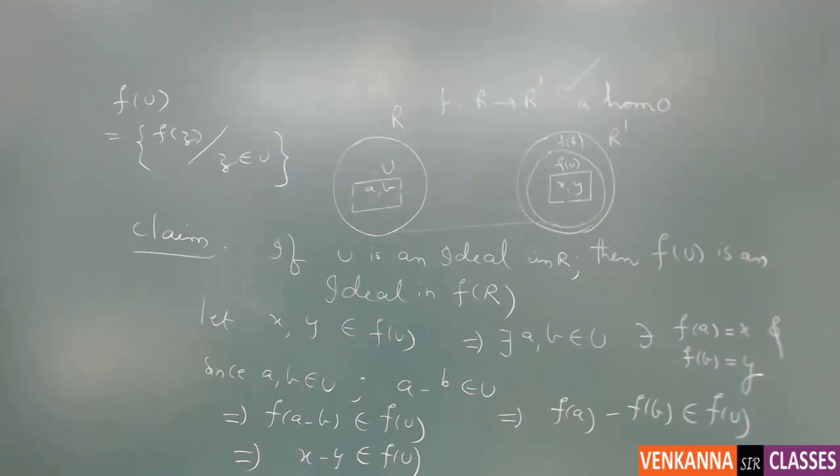So if you take any two values in f of U, the corresponding pre-image values must exist in U. Since U is an ideal, the difference between them must belong to U. So A minus B belongs to U. And what is the formal definition of f of U? For every element in U, the corresponding f image should belong to f of U. Since A minus B belongs to U, f of A minus B belongs to f of U. Applying homomorphism, f of A minus f of B belongs to f of U, nothing but X minus Y belongs to f of U. So this is the first condition of an ideal. Any questions for anybody?